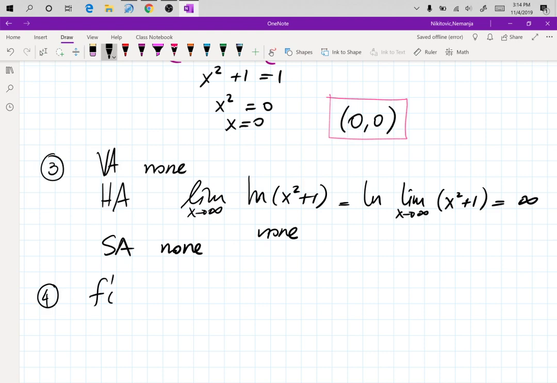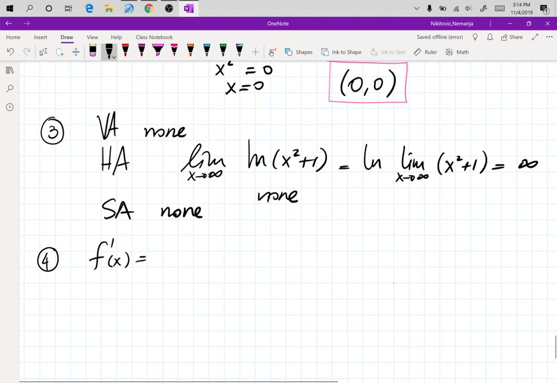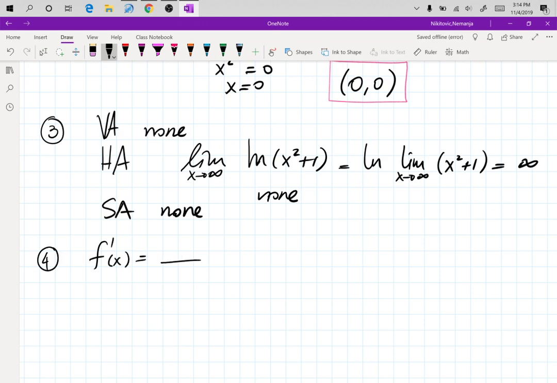Now we need the first derivative. The first derivative is going to be 2x on top of x squared plus 1. That's the derivative of ln. You always copy the argument in the denominator, right? This is something that is going to be on your exam in 2 days. So for the derivative of basic ln functions, you copy the function in the denominator as is and then just take its derivative in the numerator.